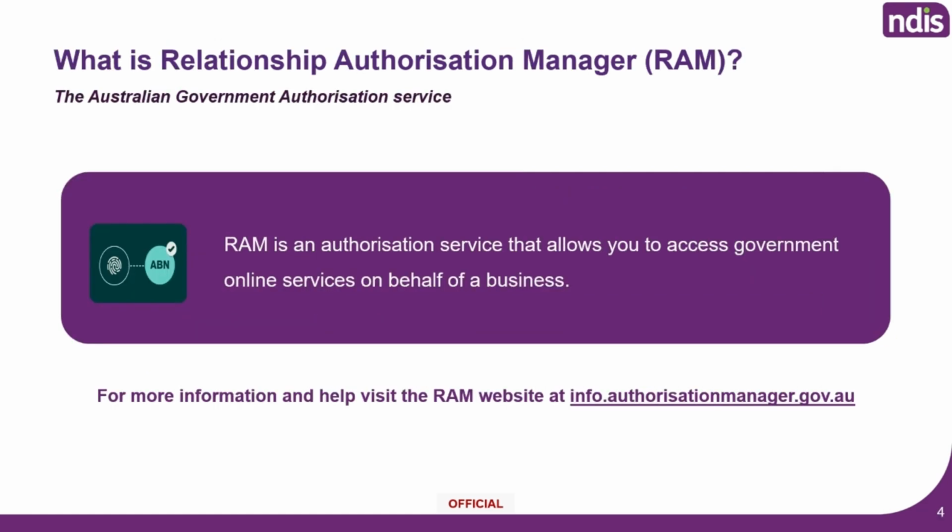What is Relationship Authorization Manager, also referred to as RAM? RAM is a secure authorization service that allows you to interact on behalf of a business when accessing online services. To use RAM, you'll need a digital ID, such as myID. For more information, visit the RAM website at info.authorizationmanager.gov.au.